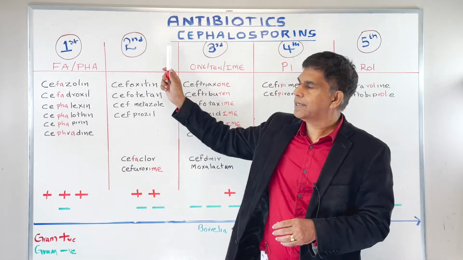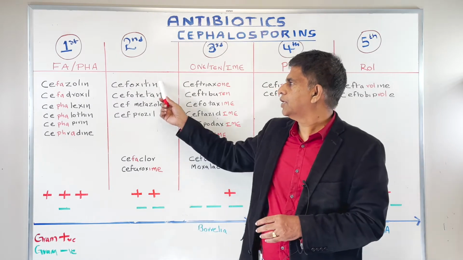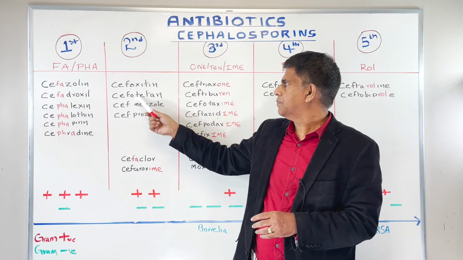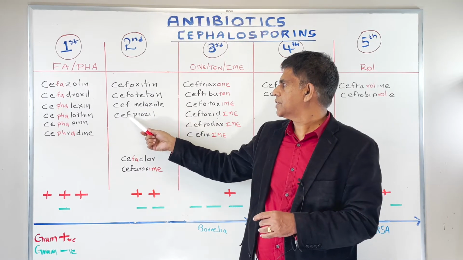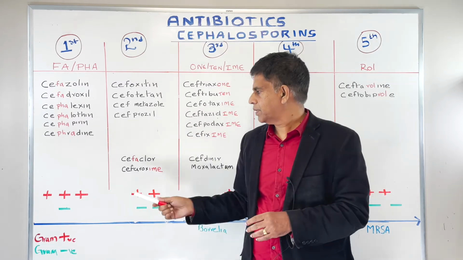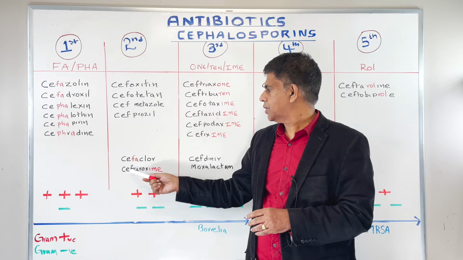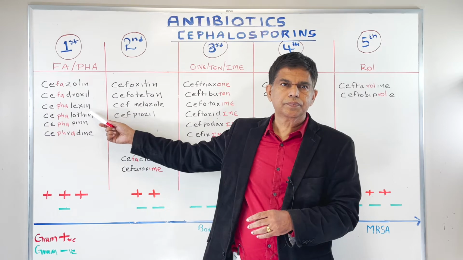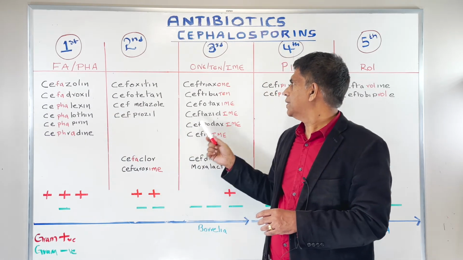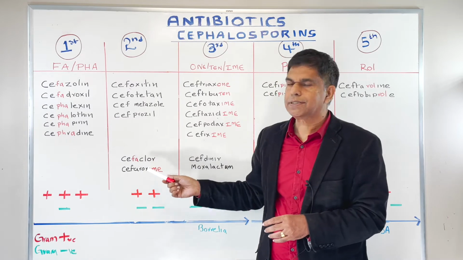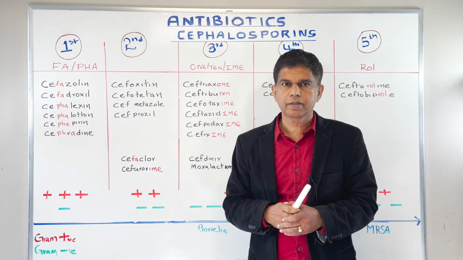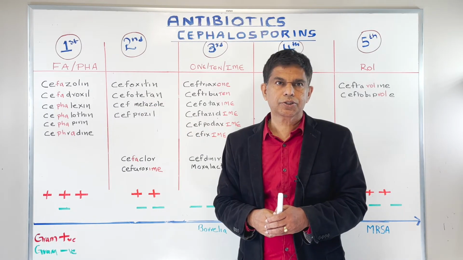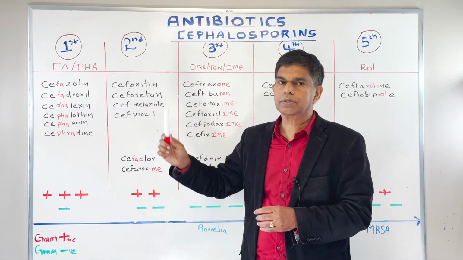Now let's look at our second generation. Unfortunately, we don't have much of a mnemonic to describe this. You have cefoxitin, cefotetan, cefmetazole, and cefprozil. A couple of other drugs you have to remember are cefaclor and cefuroxime. Even though it's FA, it doesn't belong to the first generation. And even though it's IME, it doesn't belong to the third generation. These are a couple of exceptions in the mnemonic, unfortunately. Now, cefoxitin and cefotetan have anaerobic coverage. Remember that. That's two things we just have to remember.